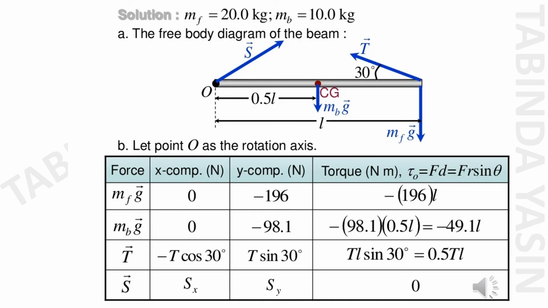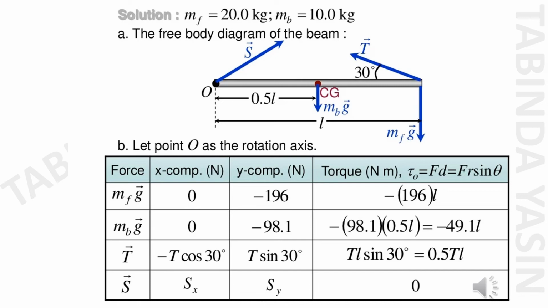mbg, the x component is 0 and y component is minus 98.1. So we multiply minus 98.1 into 0.5 L, that is minus 49.1 L. Tension for the x component is minus T cos 30°, and for the y component that is T sin 30°. So after solving we get TL sin theta, sin 30° is equal to 0.5 TL.